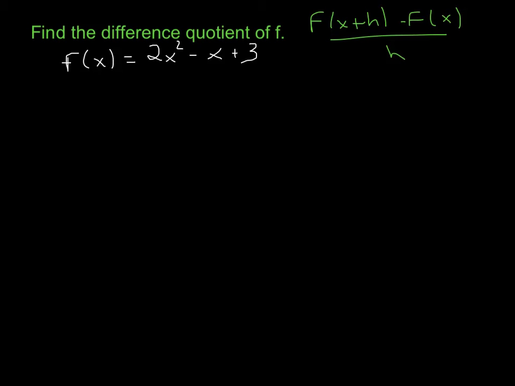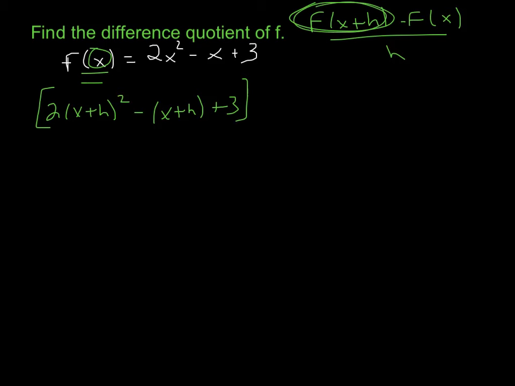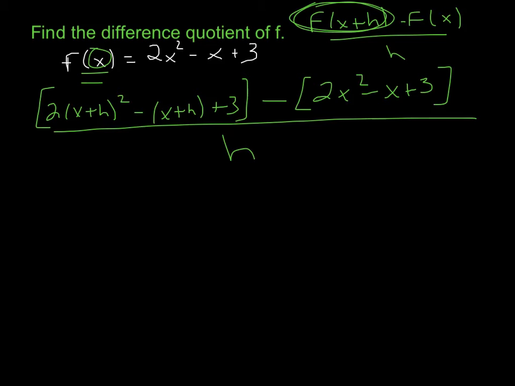So we have to evaluate f of x plus h, which means I'm going to go back to this function, and wherever there's an x, I'm going to replace it with x plus h. So it becomes 2 times (x plus h) squared minus (x plus h) plus 3. Okay? So all of that is just the f of x plus h. That's just this part. Now we have to subtract the f of x. Well, f of x is just the original function, 2x squared minus x plus 3. And the whole thing is divided by h.